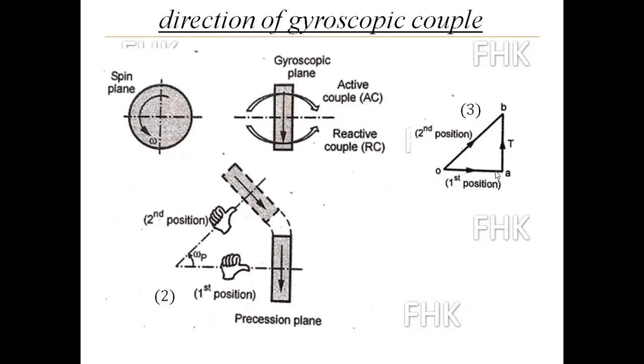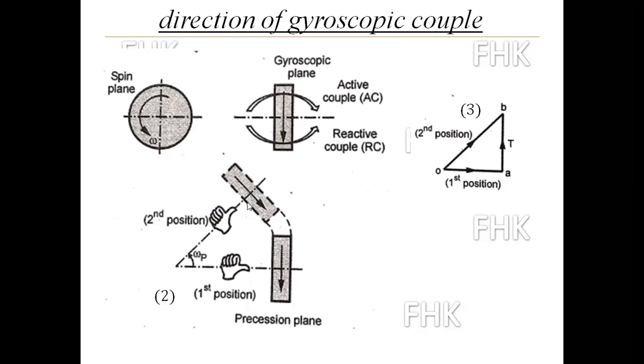O to A. Now in the second position, precession is starting, and as given in the problem statement, it is in anti-clockwise direction. So the second position will be like this. This is the first position and precession is starting in anti-clockwise direction, so this will be the second position. Now the disc, the rotor, is precessing like this. So we have to find out the direction of the vector in the second position, OB. This is O and B is the second position.